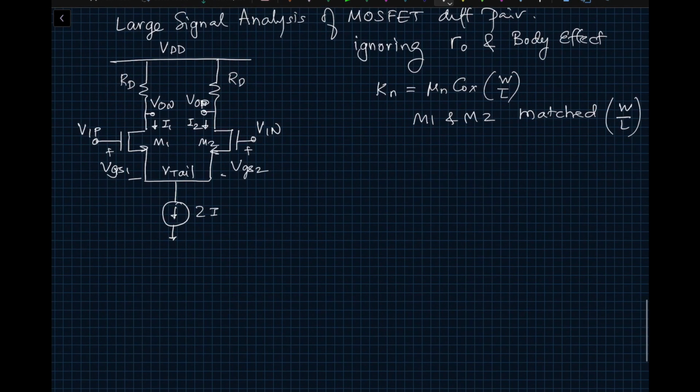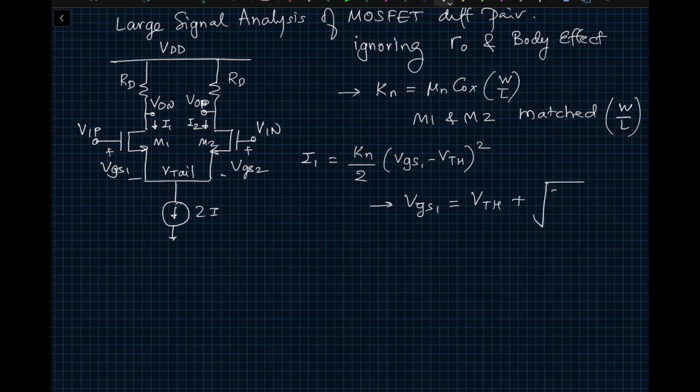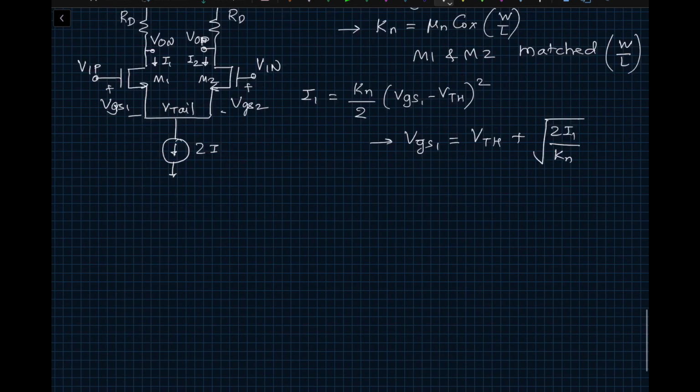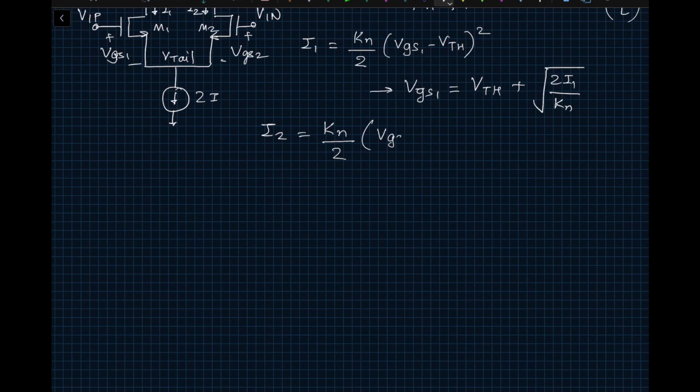Here we are going to assume that both the MOSFETs are in saturation, and under that condition I1 will be equal to Kn divided by 2. Remember, this is Kn and it doesn't have the divided by 2 that we have in the MOSFET saturation equation. So this will be (VGS1 minus VTH) square. This gives VGS1 equal to VTH plus square root of 2I1 divided by Kn. Let's move on to the next one. I2 equals Kn by 2 (VGS2 minus VTH) square, which gives VGS2 equal to VTH plus square root of 2I2 divided by Kn.